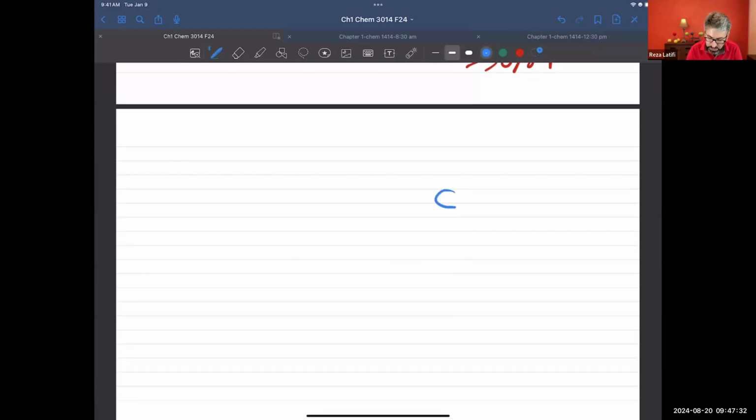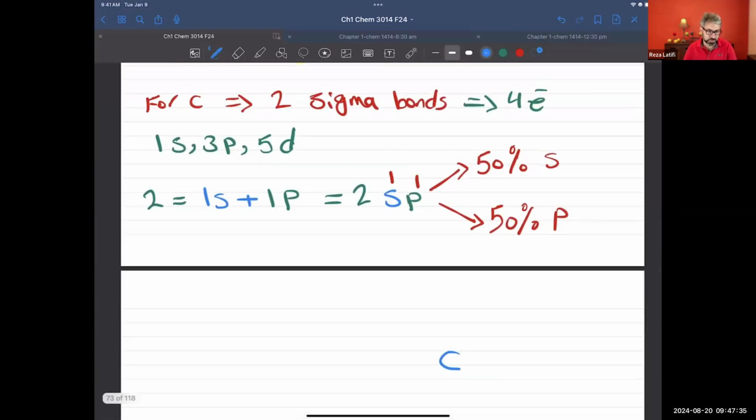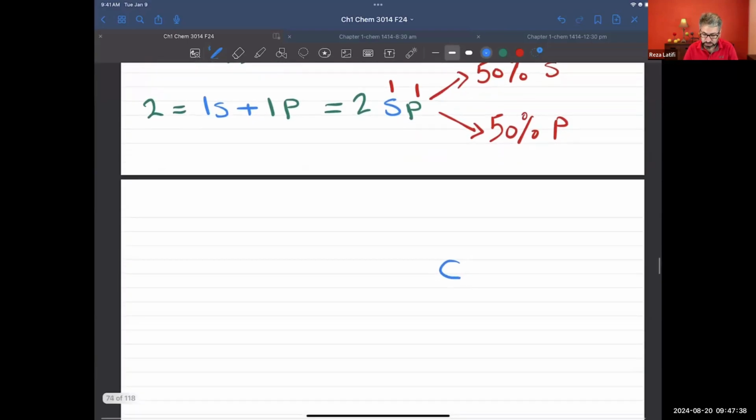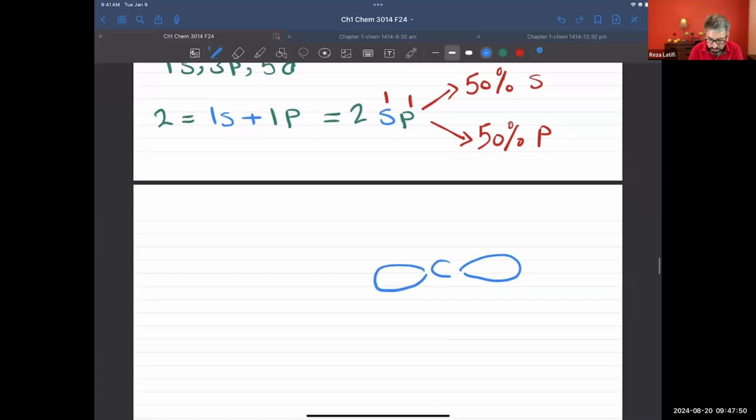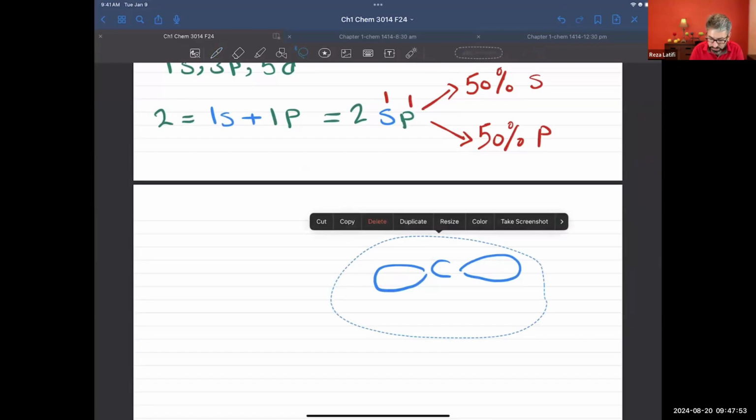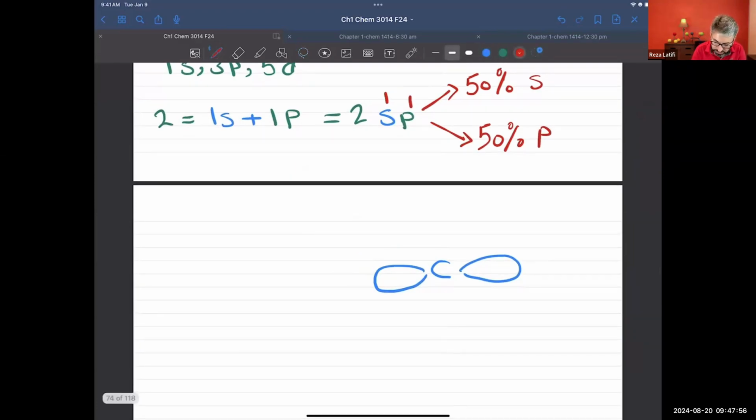Okay, so each carbon has 2 hybrid orbitals. We're going to put 1 hybrid orbital here. Another hybrid orbital, we're going to put it there. Okay, I can copy paste this or write the second carbon here. This is the second carbon. So that's going to be another hybrid orbital.